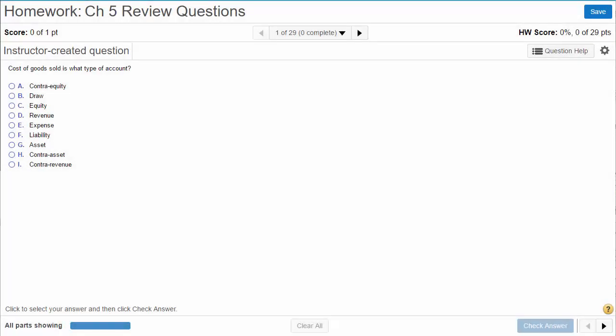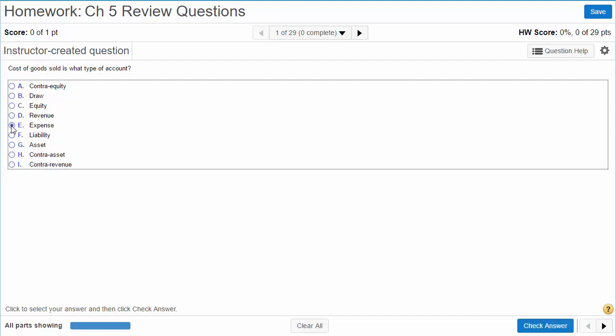Now let's run through these Chapter 5 review questions. I might be able to add some comments that might make these easier to understand. So, first question. COGS, cost of goods sold, is what type of an account? Well, that is an expense.